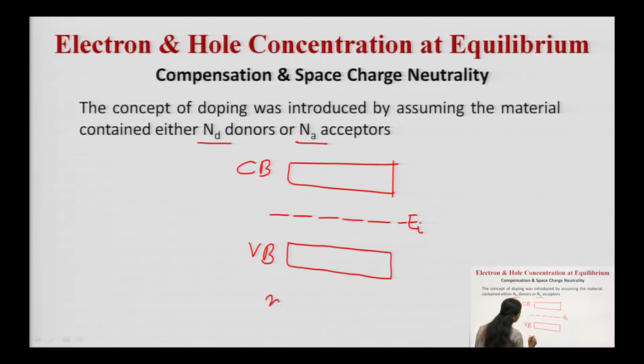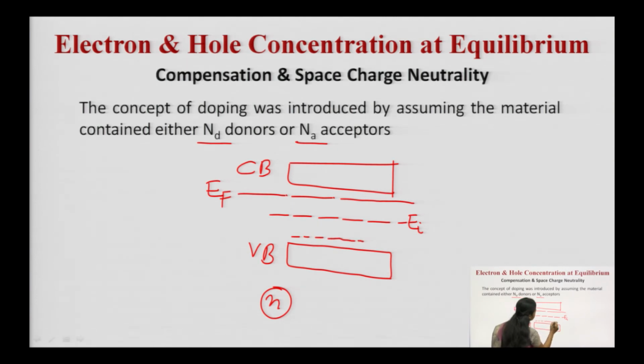If you are talking about an N type semiconductor, the Fermi level will be close to the conduction band because the majority charge carriers are electrons. This particular level can be represented for the acceptor atoms, and the level close to the conduction band can be represented for the donor atoms. For each and every state, the sum of the positive and negative charges will be balanced out, and that is the concept of space charge neutrality.